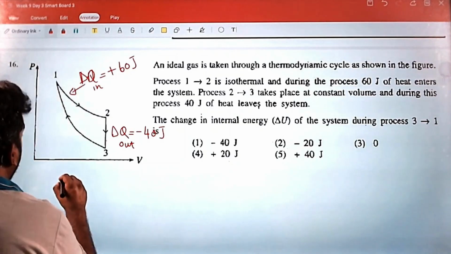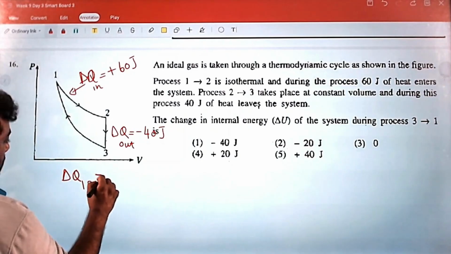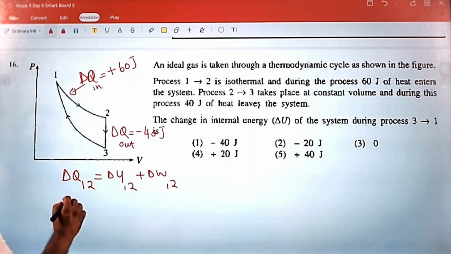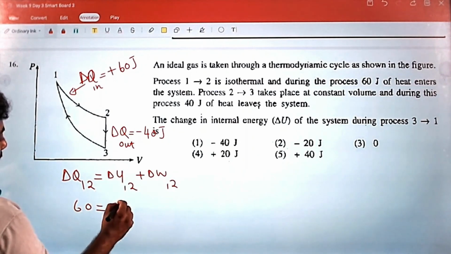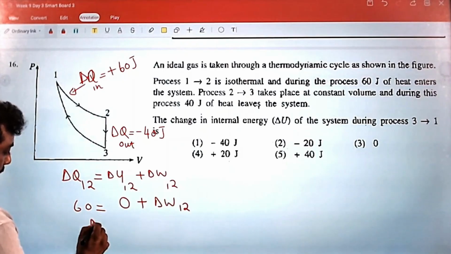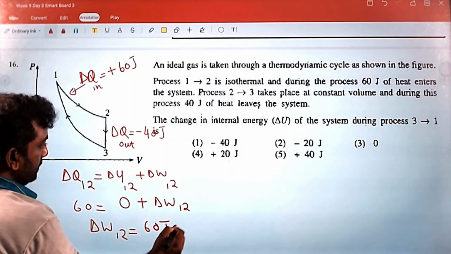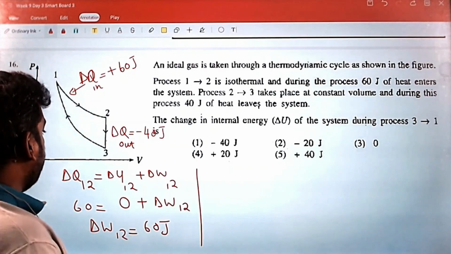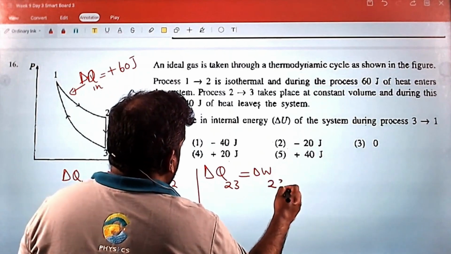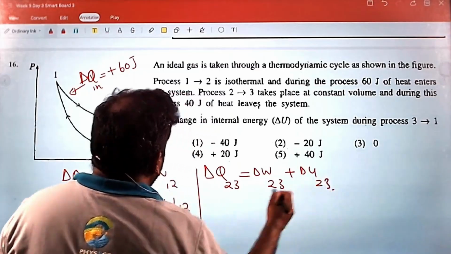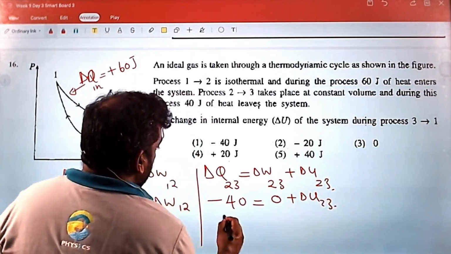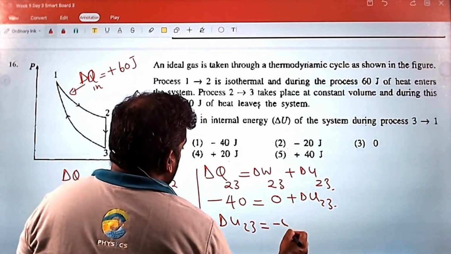So let's apply delta Q for 1 to 2: delta Q equals delta U plus delta W. Here it's going to be 60 joules. The internal energy change is going to be 0, because it is constant temperature, so delta W for 1 to 2 is 60 joules. Then for 2 to 3, delta Q equals delta U plus delta W. Here it is minus 40, and no work is done, so delta U for 2 to 3 is minus 40 joules.